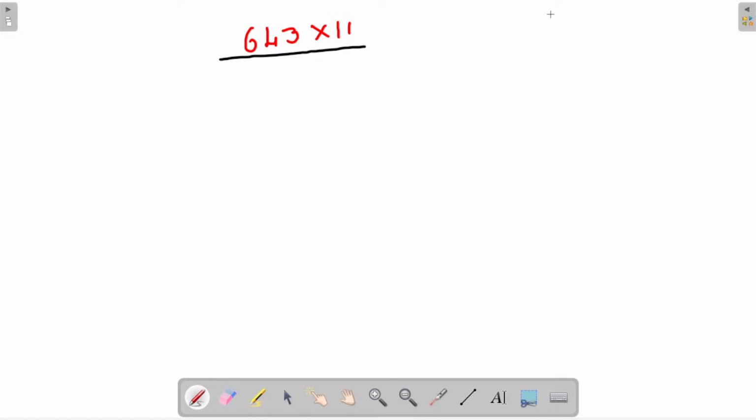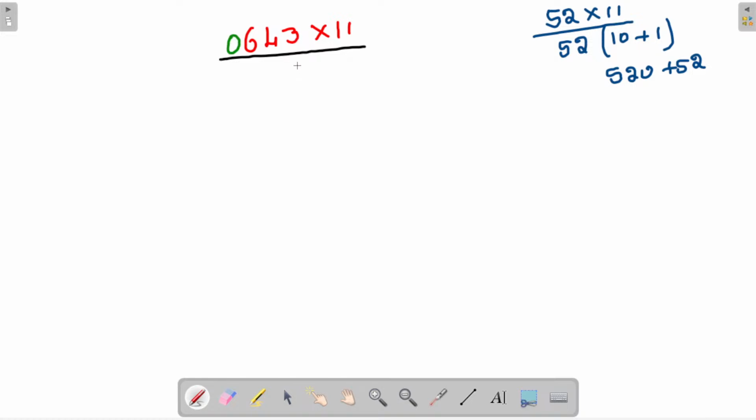For example, suppose the question is 52 into 11. Then I can write this number as 10 plus 1. You can use this method also. 52 into 10 is 520, plus 52. This method was already taught, the splitting method. Now I will use method 2 if numbers are a little bit difficult: multiplication by 11, another method. I will add 1 zero at the end for our convenience.